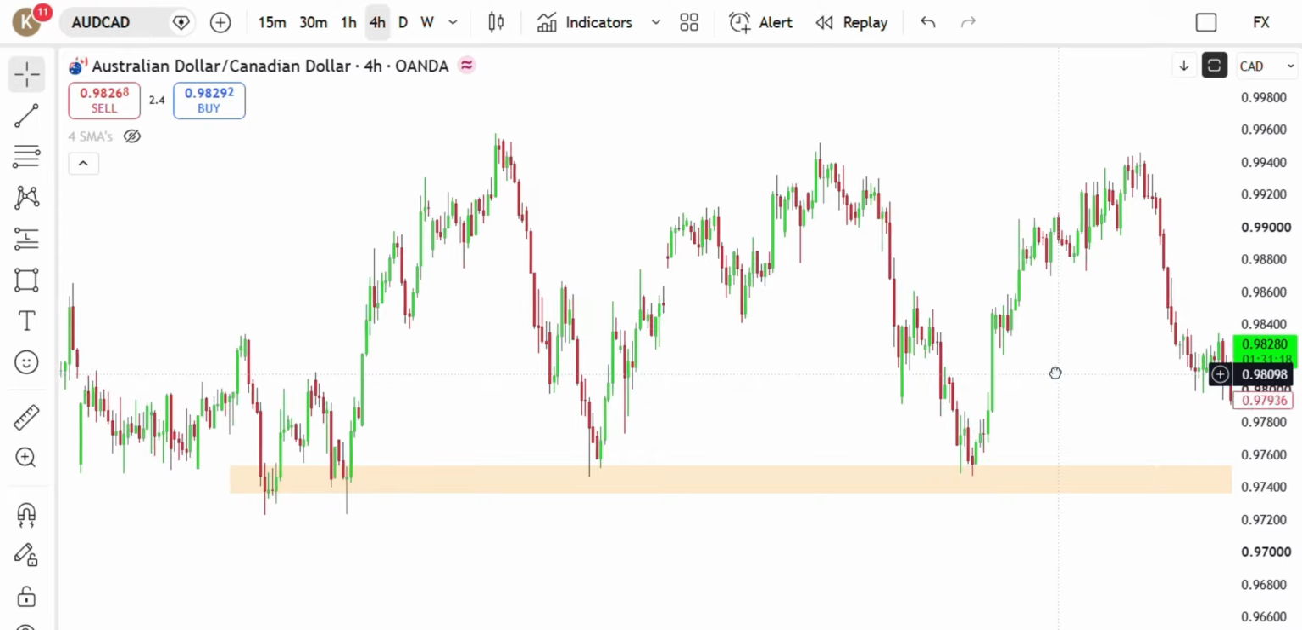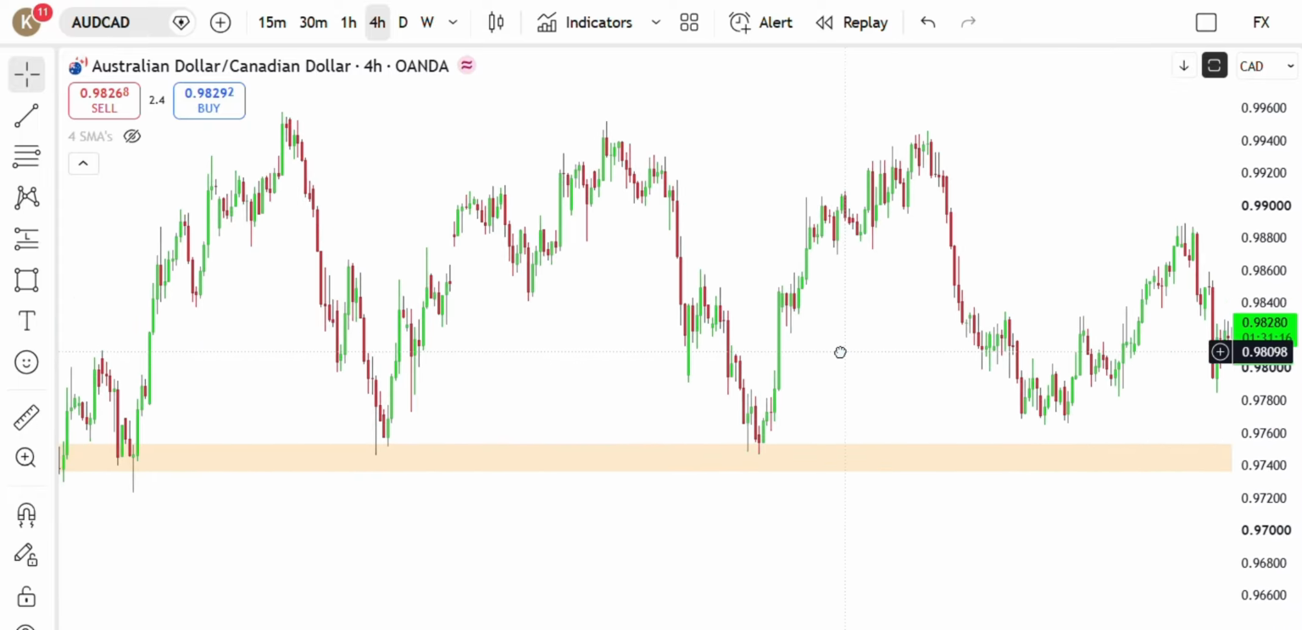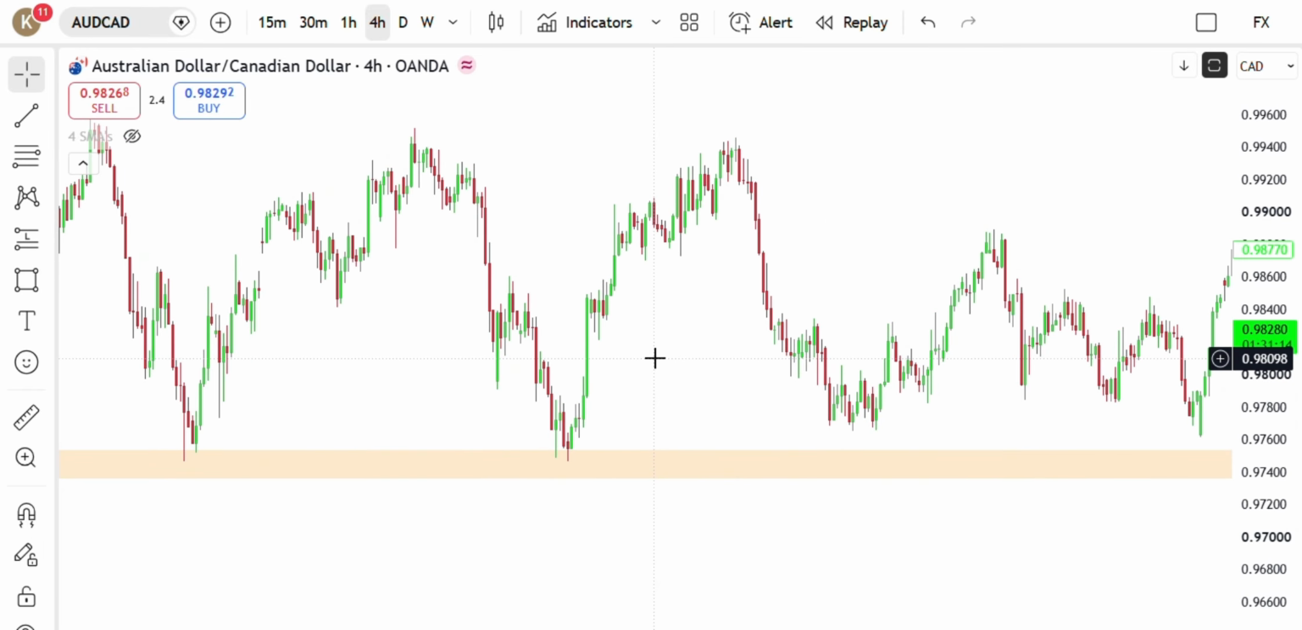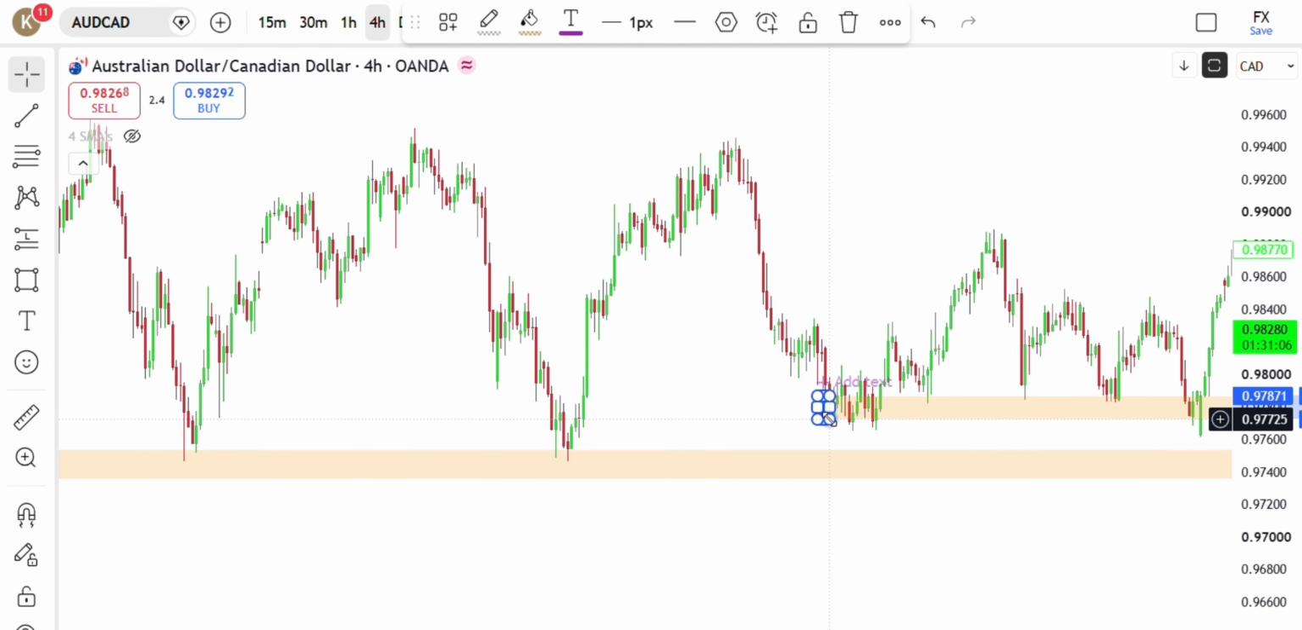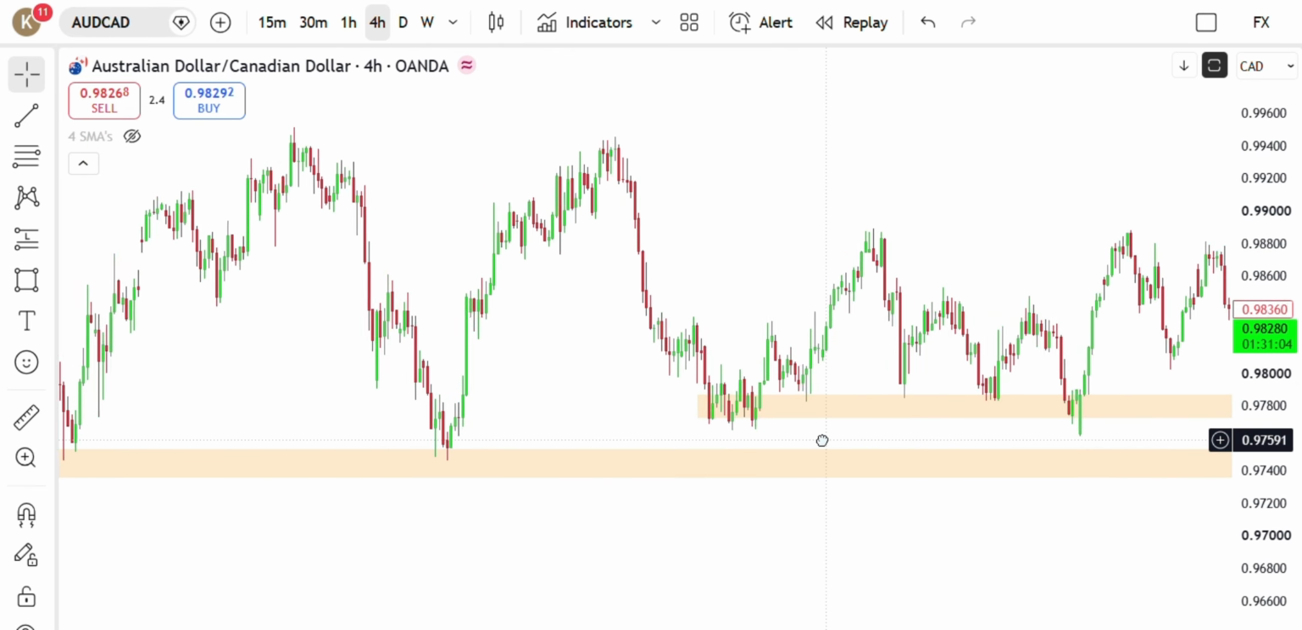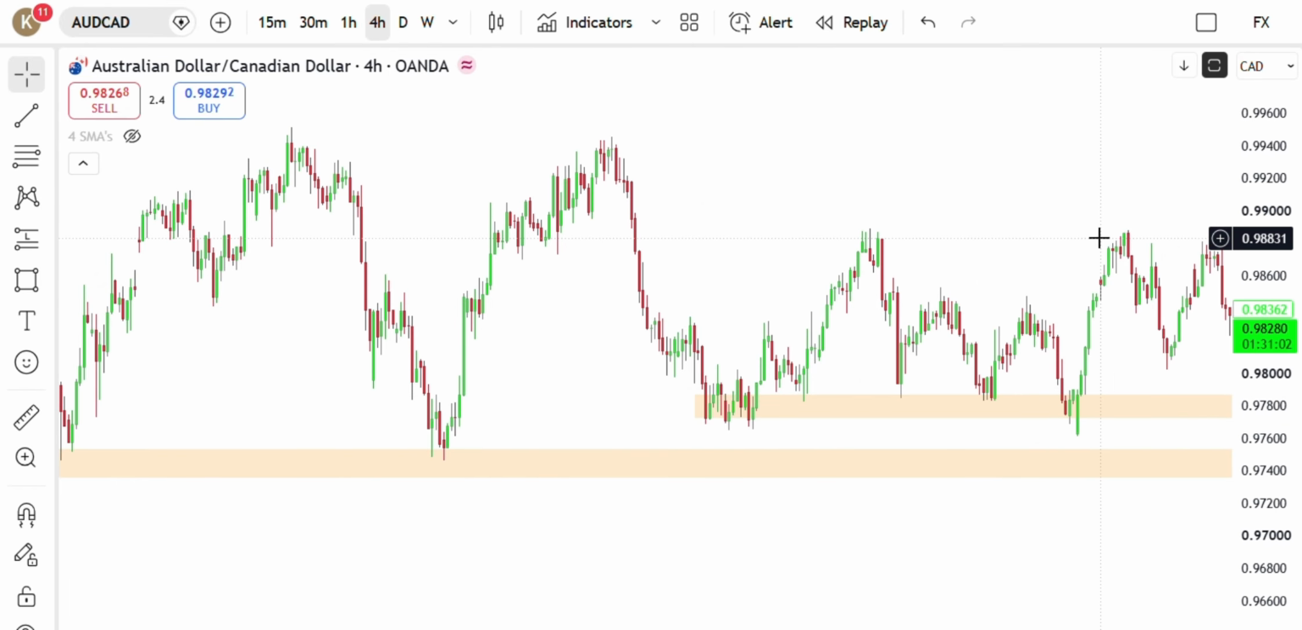Again, moves can happen within moves, so if we scroll to the right, there's another period of consolidation here with a strong bullish move to the upside. If we mark this area out and we scroll to the right, we can see another bullish move upwards as soon as price hits the demand zone.